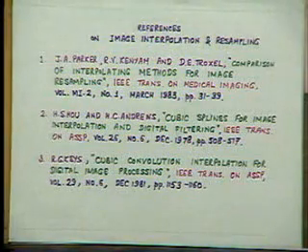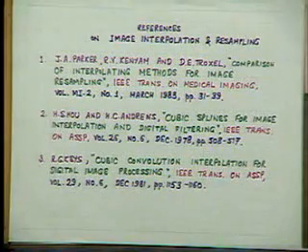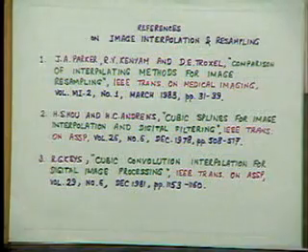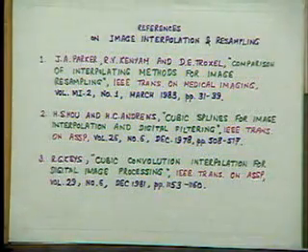Third reference is by R. G. Keys, Cubic Convolution Interpolation for Digital Image Processing, IEEE Transactions on ASSP, volume 29, number 6, December 1981, page numbers 1153 to 1160.